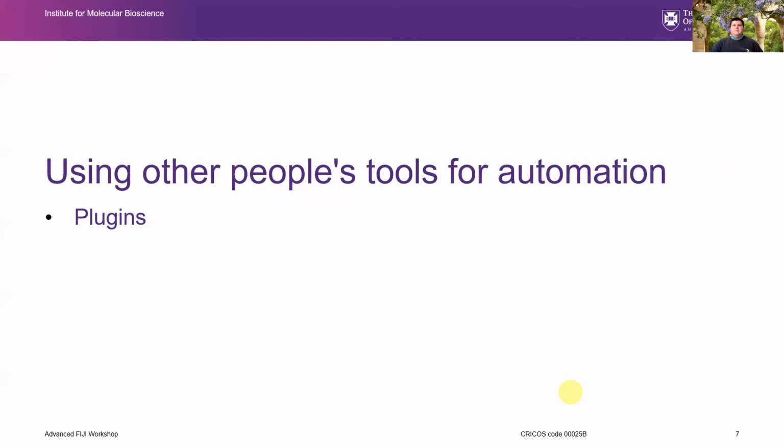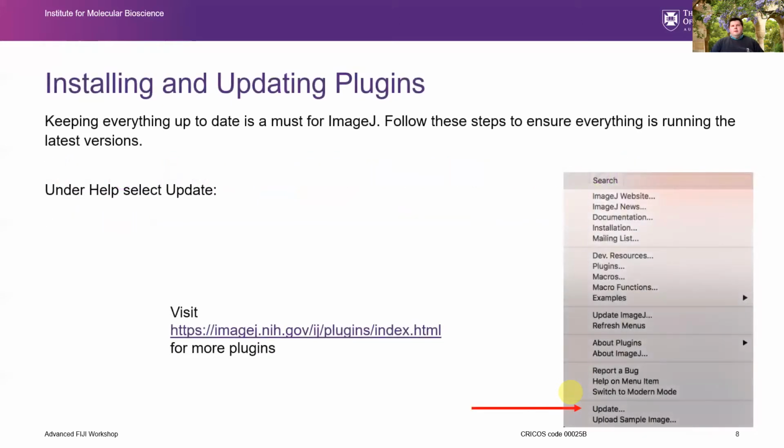So the first area is the plugins, or as I like to call it, using other people's tools for your automation. It's important that when you install plugins that you can update them as well. Keeping everything up to date is a must for ImageJ and FIJI. So follow these steps to ensure that everything's running the latest versions. Under the Help menu, you can select Update.